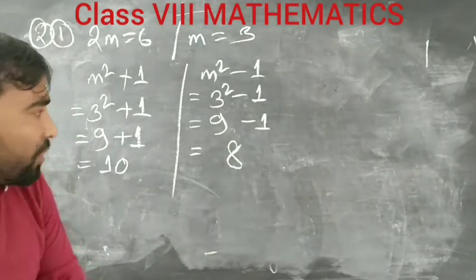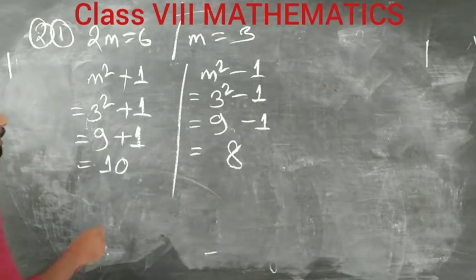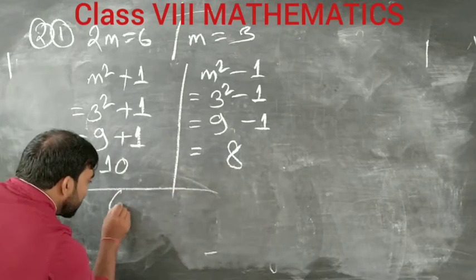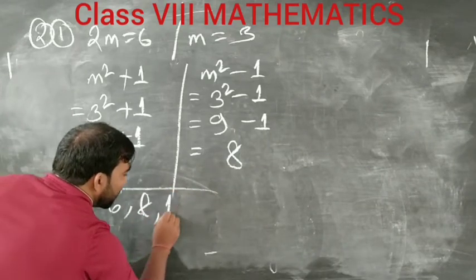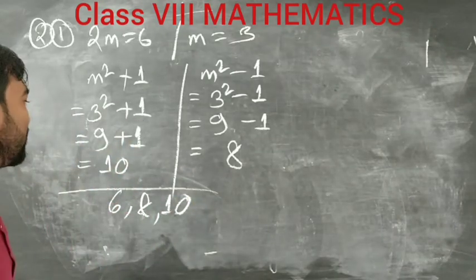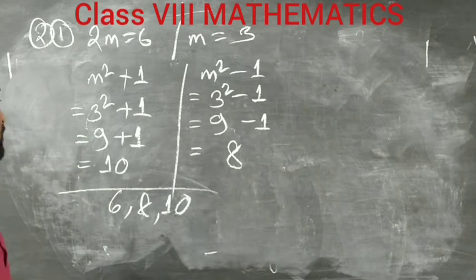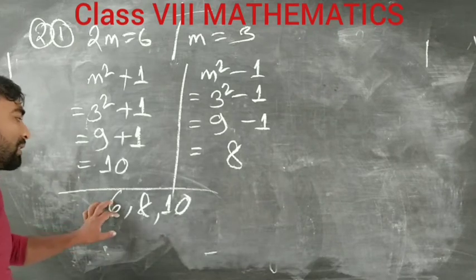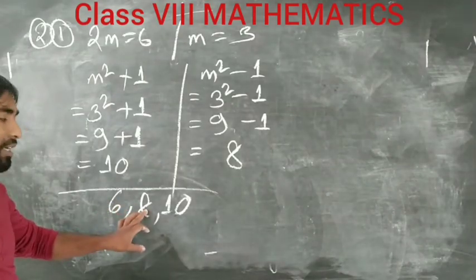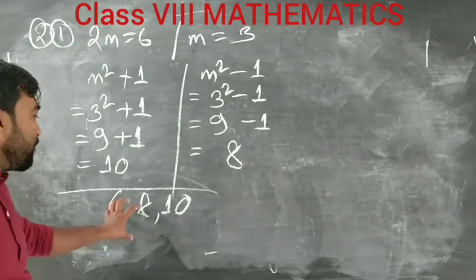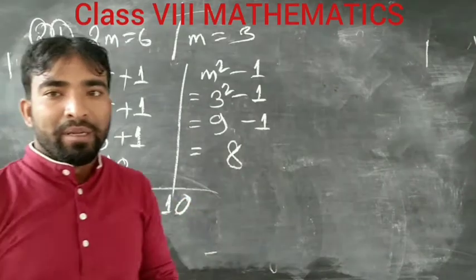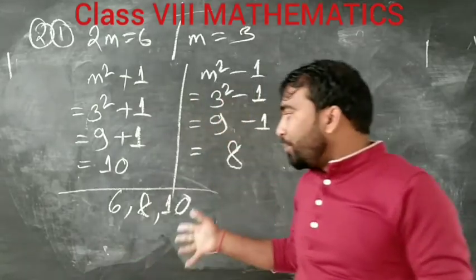So these are the Pythagorean triplets. Therefore the Pythagorean triplets are 6, 8 and 10. Look, 6 square equals 36, 8 square equals 64. So 36 plus 64 is what? 100. 10 square is 100. So the sum of the squares of the smaller two numbers is equal to the square of the greater number. This is about the Pythagorean triplet.